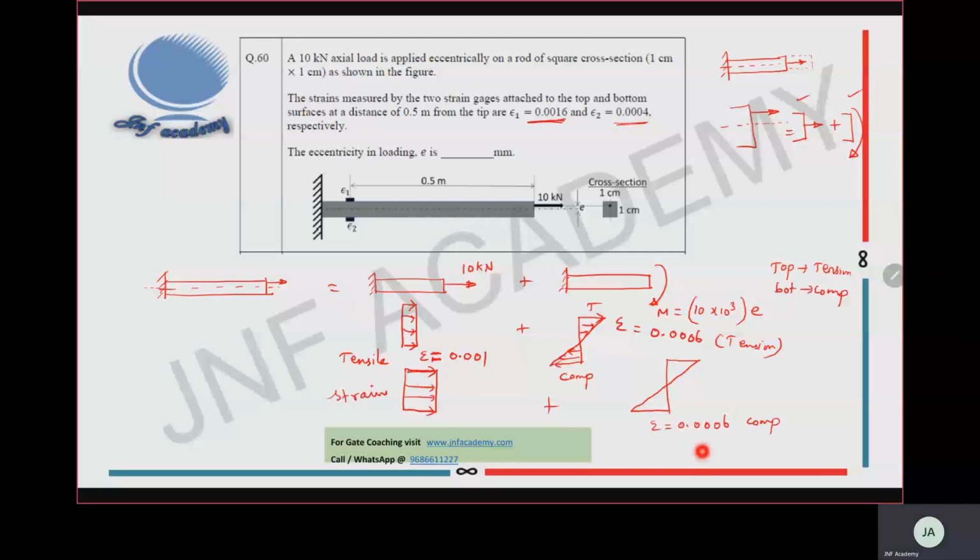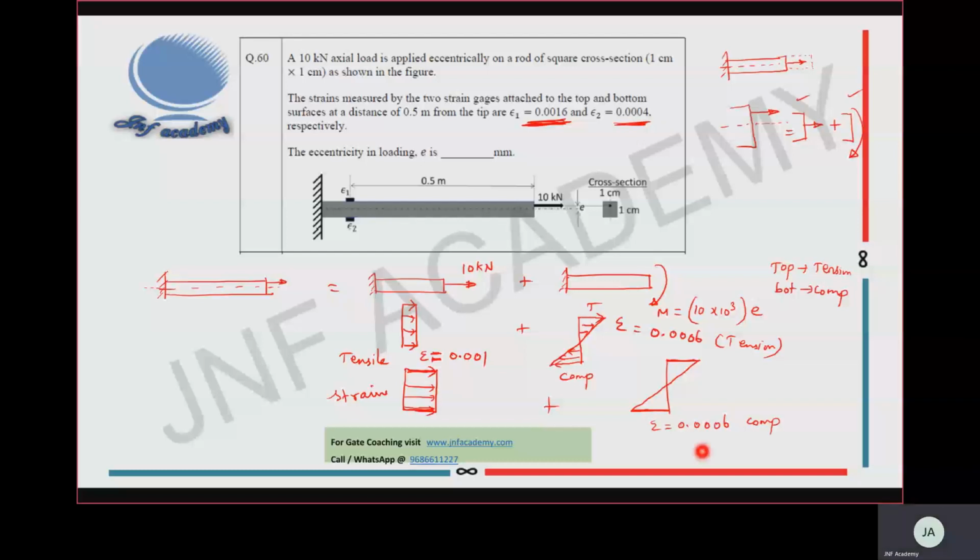Now, if you add these two strain values at the top layer, we already have 0.001, and from bending we have 0.0006. If you combine these two, you will get 0.0016. The same way, at the bottom side, we have 0.001 and 0.0006 in the opposite direction, so you will subtract this. Once you subtract, you will get epsilon 2 as 0.0004.